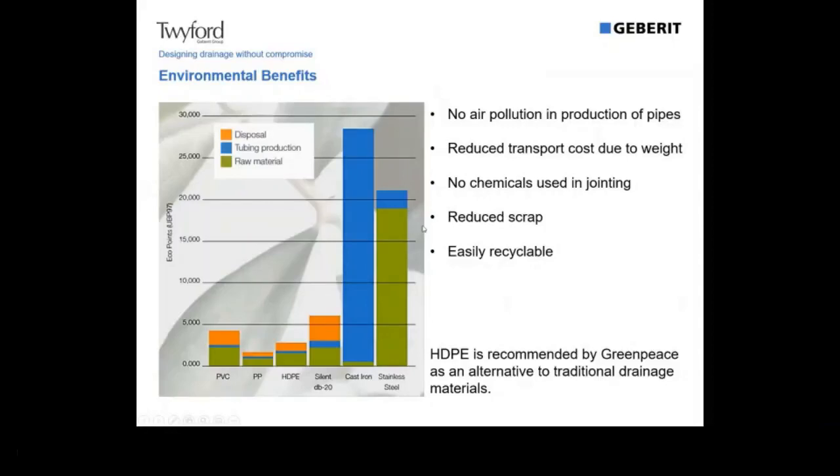In terms of the environment, performance and the environmental benefits, when it comes to fabrication of the material, there is an awful lot less water consumption, a lot less energy consumption. And as such, it's actually recommended by Greenpeace as an alternative to traditional drainage materials because of the fact that there's no chemicals used in the jointing. It can easily be recycled, and scrap can be easily recycled off-site as waste. So it's a very, very good, simple system to work with and is highly recommended for its eco-credentials.